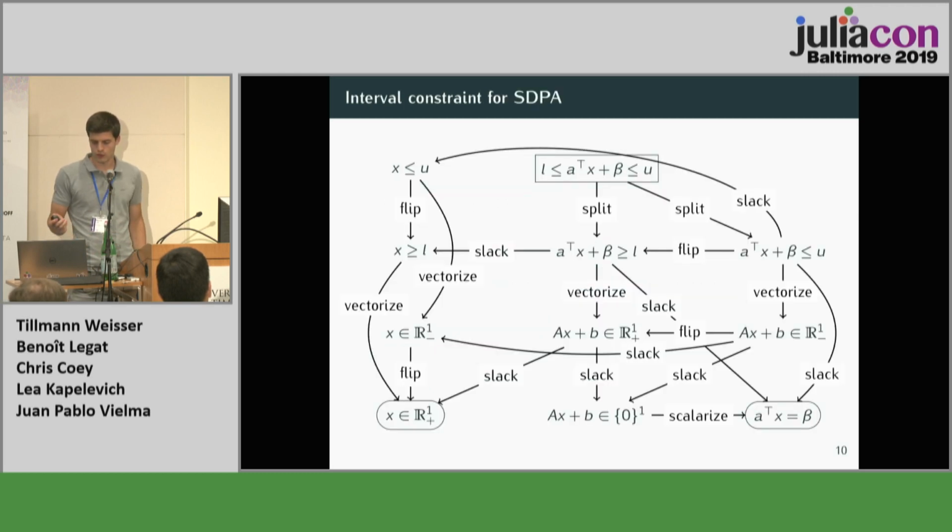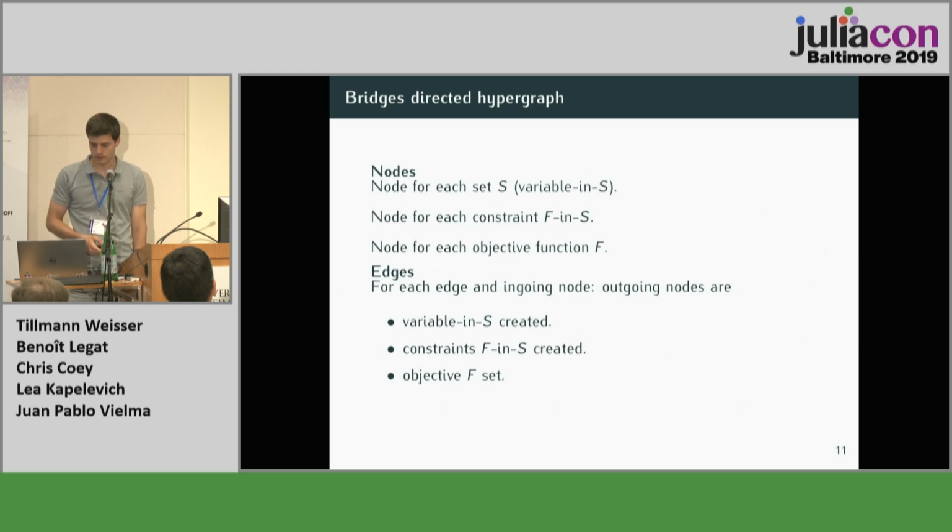So looking at the graph just before, you have a list of nodes. So we say that each constraint or each variable in some set is a node. And you have a list of hyper-edges. So for each bridge, the bridge starts from one node and then ends up at multiple nodes. So if you look at the split bridge, over here it starts at this node, and there are two outgoing nodes. So the outgoing nodes are all the constraints or variables that the bridge creates, and the starting node is the constraint or variable that is being transformed. Okay, so this is a summary of this. There is also an objective bridge, but I skipped that for simplicity here.